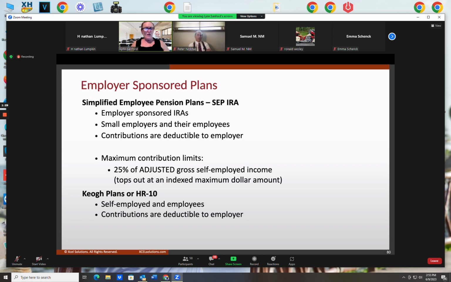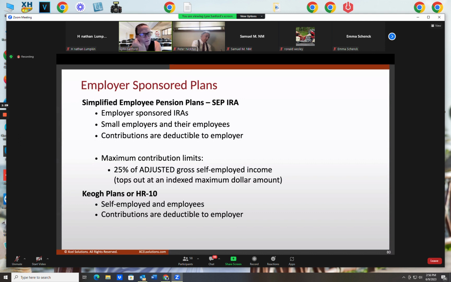So these are ideal for small employers and their employees. Contributions are tax deductible to the employer. That's why they are incented to establish a SEP IRA for each of their employees and contribute an amount they agree to contribute, because they can take that amount off the corporation tax return and get a tax deduction for it. Maximum contribution limits are 25% of the person's adjusted gross self-employed income, and it tops out at an indexed maximum dollar amount currently of $23,500 per year.